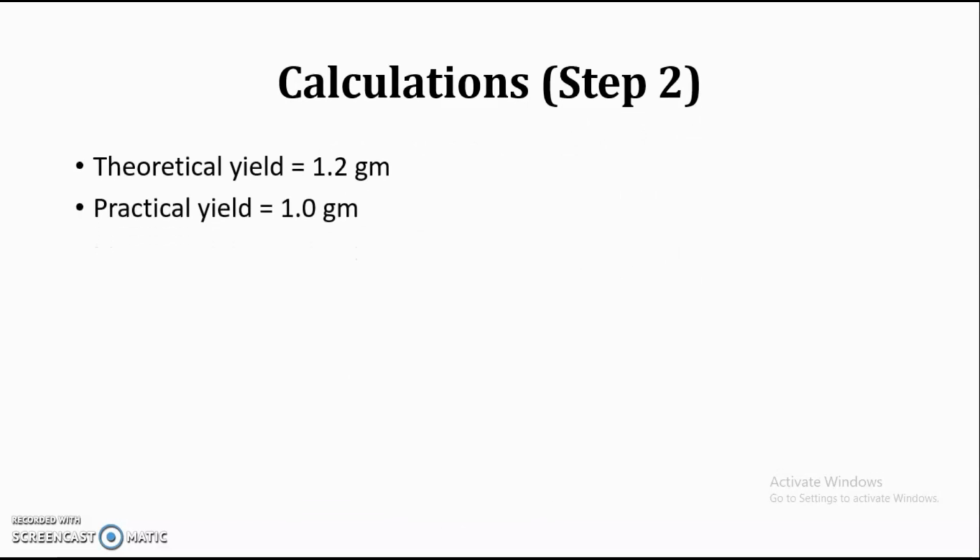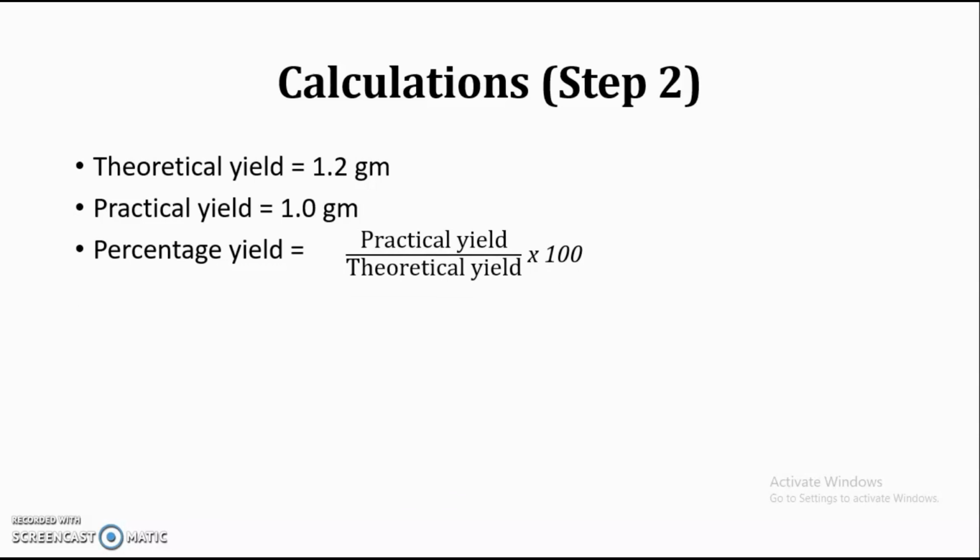Next, suppose after performing this practical, we get the practical yield of phenytoin as 1 gram. Then we will calculate the percentage yield of this product by using the formula practical yield divided by theoretical yield into 100. So 1 divided by 1.2 into 100 is equal to 83.83% weight by weight. So this is the percentage yield of this phenytoin.